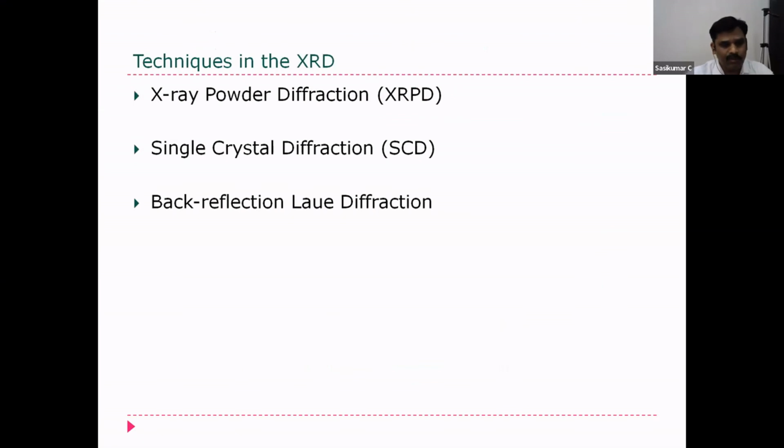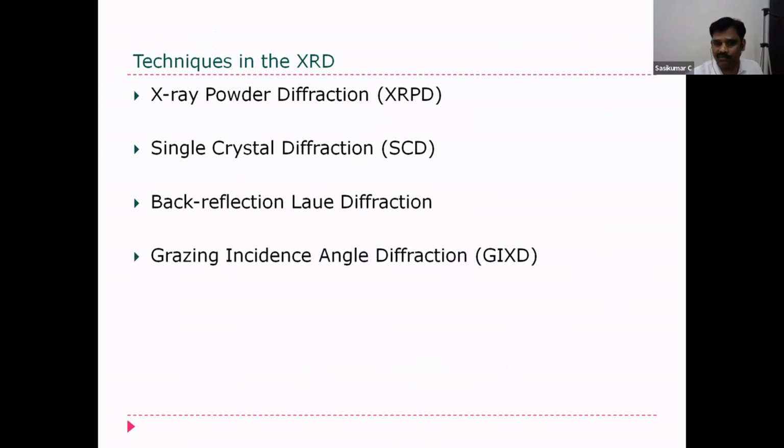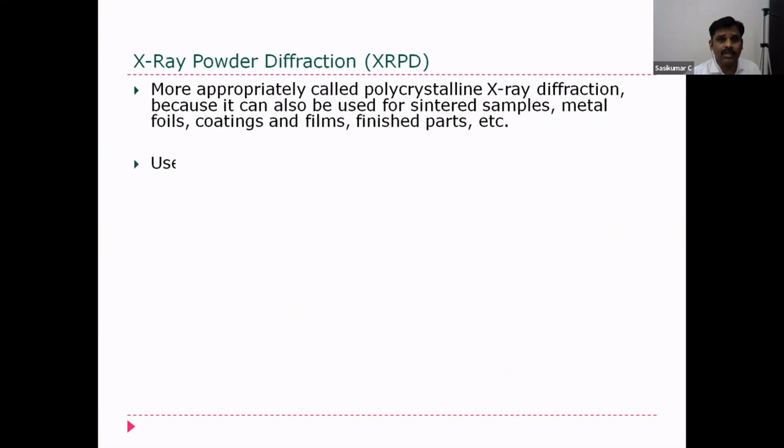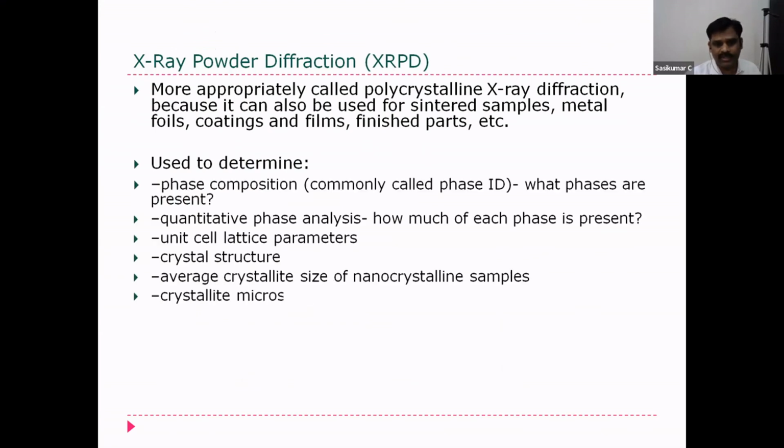And there are different methods for X-ray performance. So you can go for X-ray powder diffraction, single crystal diffraction, or back reflection, or grazing incidence, or X-ray reflectivity, or small angle scattering. Most commonly, 90% of the people use powder diffraction because you want to know the phases. What are the phases which are present? What is the quantity of these phases? And what is the unit cell? What is the structure of the material?